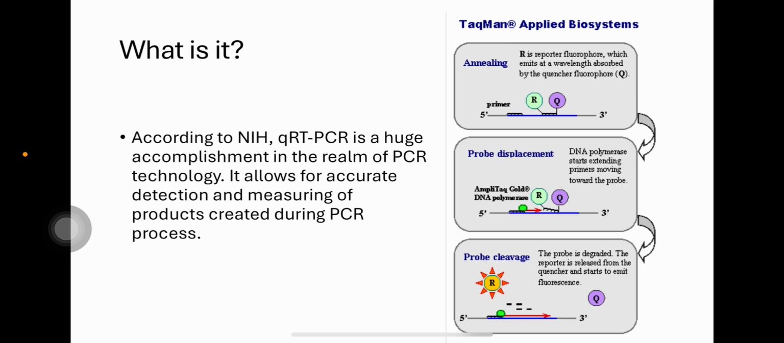One workflow is shown on the right here with the TaqMan. Here in the annealing process, the reporter fluorophore emits a wavelength and is absorbed by the quencher. From here, the DNA polymerase starts extending the primers, moving towards the probe. Then the probe is degraded and the reporter is released from the quencher and therefore emits fluorescence. This fluorescence is how we measure the products created by PCR.